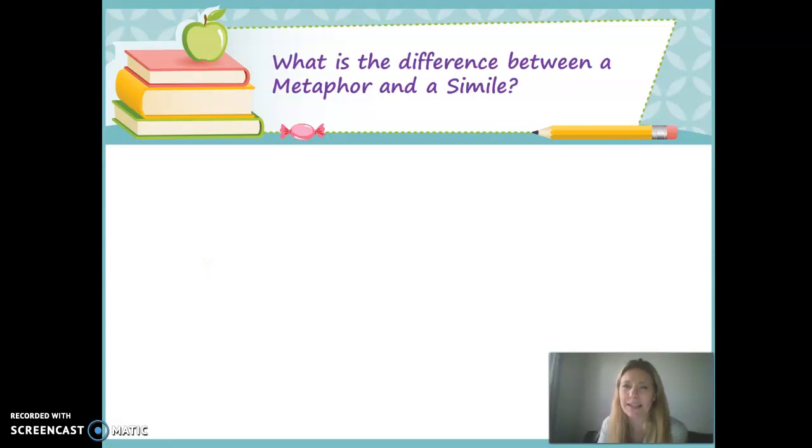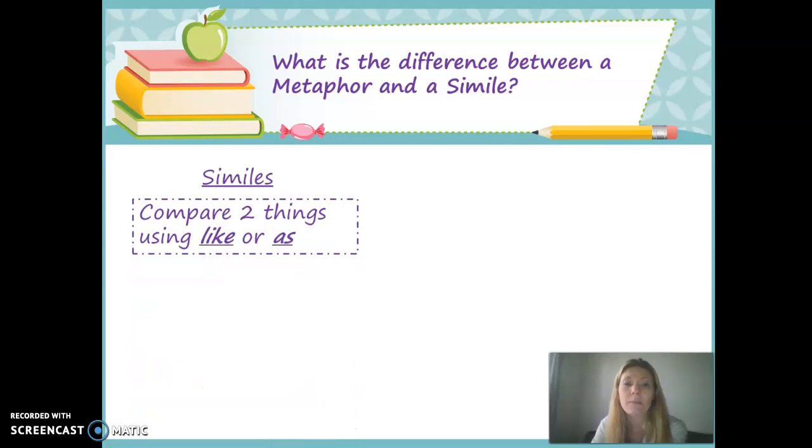What is the difference between a metaphor and a simile? If you're saying to yourself, metaphors seem a lot like similes, you're correct. And great job paying attention to the simile lesson yesterday. What is the difference between a metaphor and a simile? Well, you may remember from yesterday, a simile compares two things using like or as in the sentence.